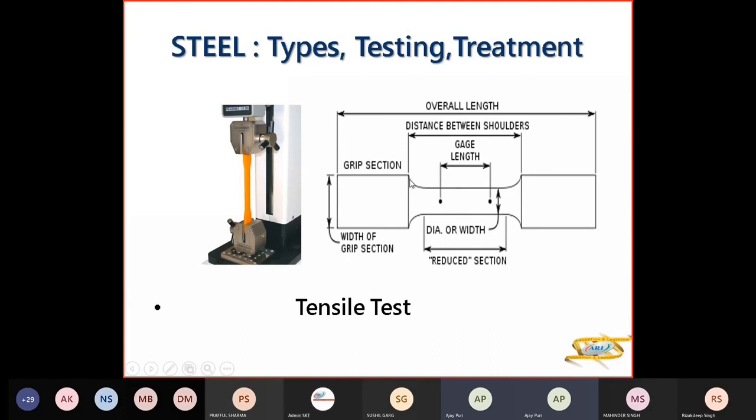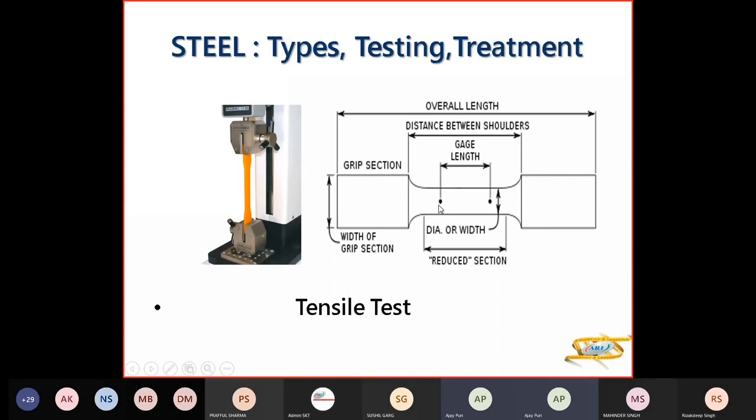Once it is pulled, the necking will take place. We've done your ductile fracture, the necking. So once it is pulled, the necking is going to take place. At the point where the necking starts is known as shoulder. So this is the distance between shoulders. Where the sides are parallel to each other, that is known as gauge length. And here is a reduced section.